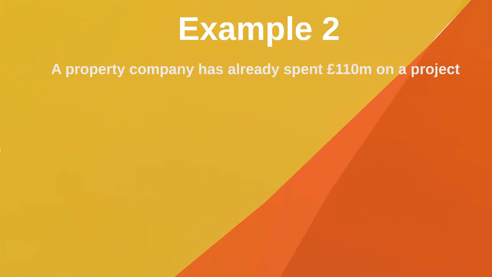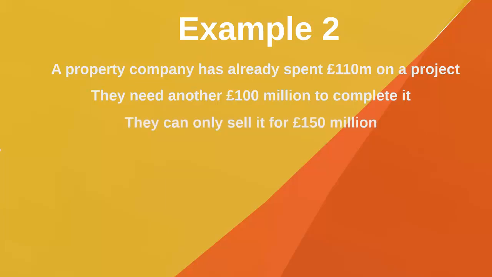So, another example now. A property company has already spent $110 million on a project. However, they need another $100 million in order to complete it. And after they've completed it, they can only sell it for $150 million. Now, should they complete it? Should they invest another $100 million, bring it up to $210 million just to make $150 million? Or should they cut their losses and move on? That's the question we need to answer.